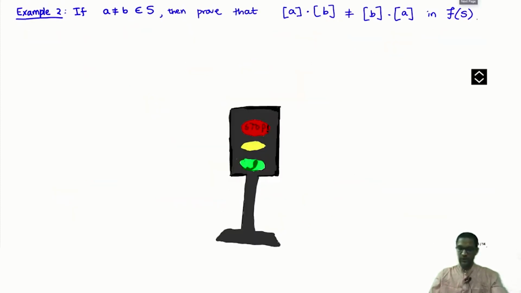So let's move on to the second example. Here's the question: if I have two elements of S which are unequal, then prove that in the free group the product AB is not the same as the product BA. I hope the question is clear. If you take two elements of S which are not equal, then the corresponding elements in the free group, the equivalence classes of A and B, do not commute with each other. Again, this is a good place to stop the video and try your hand at this problem. I would very much encourage you to do that.